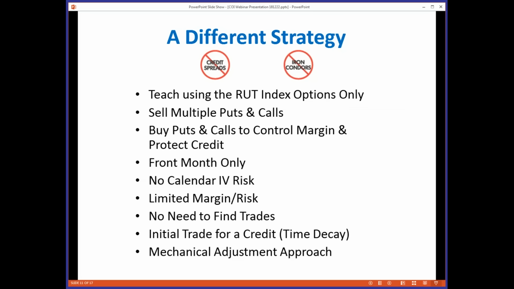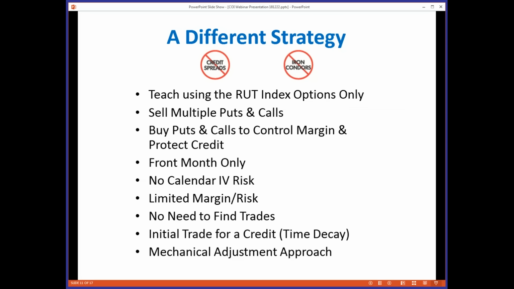Now, the initial trade is taken for a credit, which means we have time decay really working on our side. But we also have a mechanical adjustment approach. We have a method of deciding when to adjust our trade. So on the one hand, we have time decay working for us, but we also can make money from significant directional moves. So we've got both things working for us.